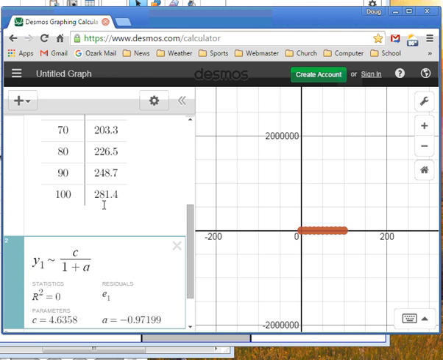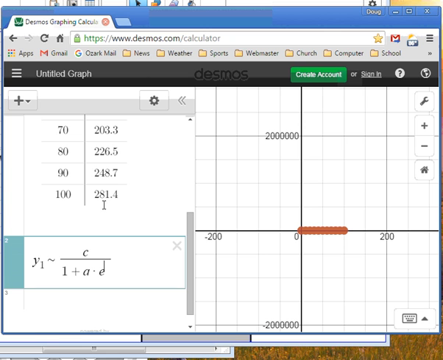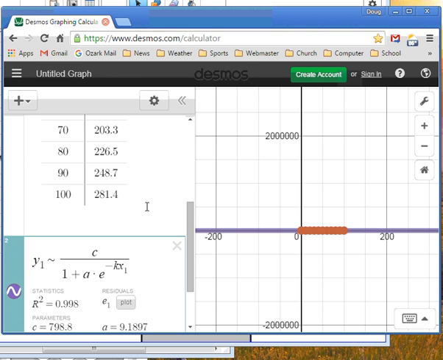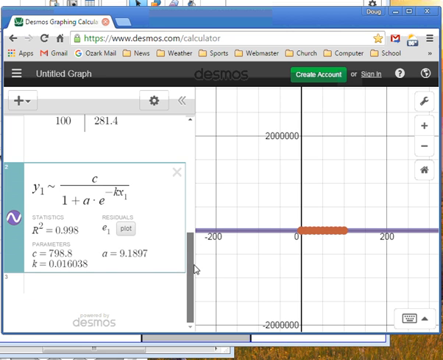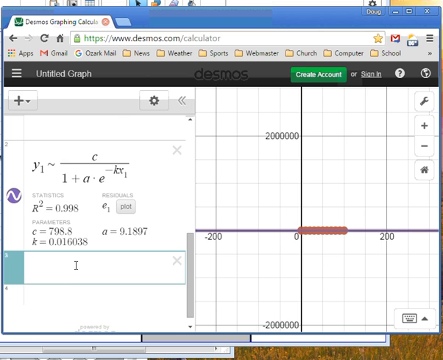A times E raised to the negative K, and I need to do X1. There we go. So it says, all right, I can figure logistics model. It's this one right here. Now I'm going to put that function in so I can substitute on this. And I can just say y equals, I can give it a function if I wanted to.